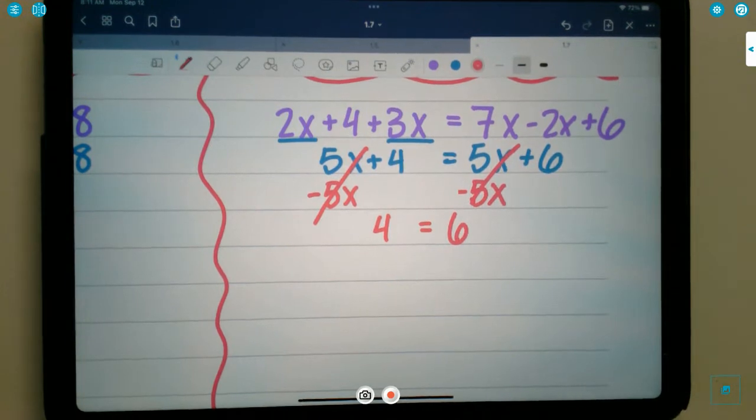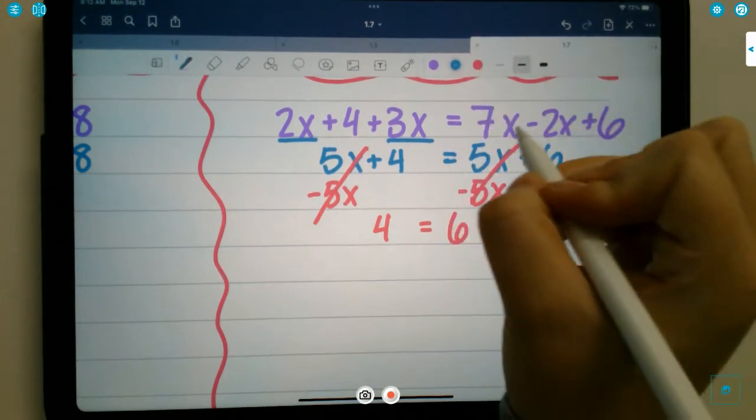On the right side, 5x minus 5x cancels as well, and I just have 6. So in my equation, all of my x's cancel out on each side, and I am left with the statement 4 equals 6. So what has happened here is that my variables have disappeared because they all canceled out. They were even with each other on each side. Any questions about my variables disappearing?